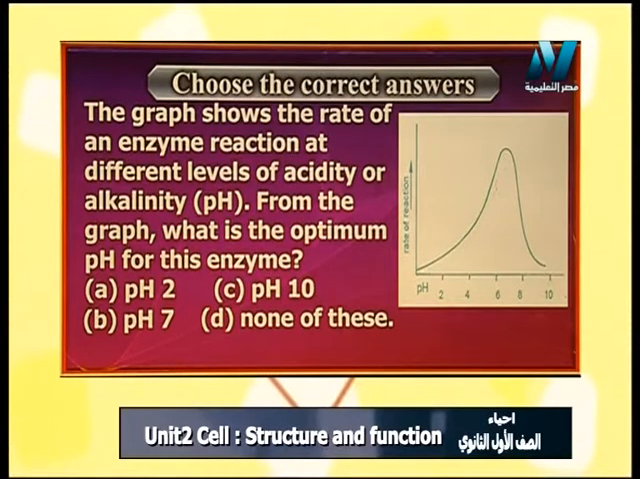السؤال ده بيعمل لي جراف قدام حضراتكم، بيقول لي the graph shows the rate of enzyme reaction at different levels of acidity or alkalinity اللي بنقول عليها pH. From the graph what is the optimum pH of this enzyme؟ وبعدين بيقول لي pH 2 10 7 or none of them. خلينا نفتكر كده او نبص على الجراف كده ناخد بالنا ان احنا عندنا 3 temperatures. واحدة بنقول عليها minimum temperature، واحدة فوق هنا بنقول عليها optimal temperature، وواحدة تحت هنا بنقول عليها maximum temperature.